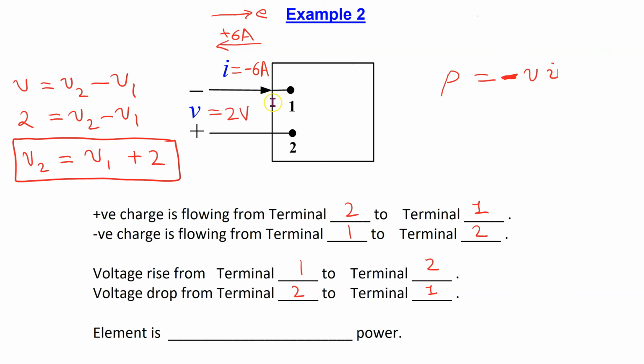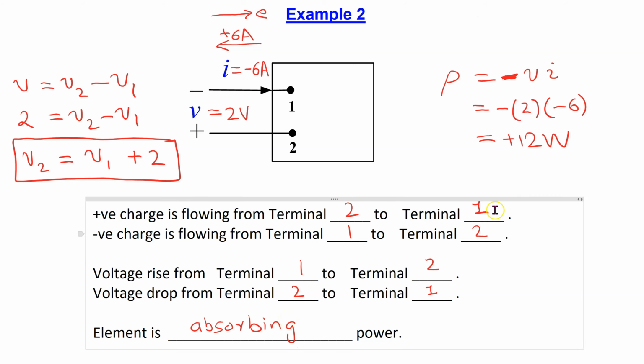And next we substitute the values. So this gives minus 2 times minus 6. And this is equal to plus 12 watts. Since the final answer is positive, we can say that element is absorbing power, or power is being delivered to this circuit element.